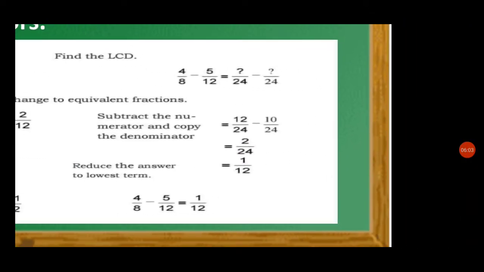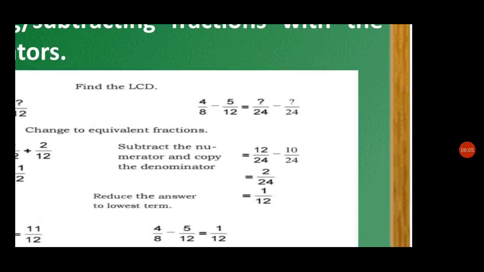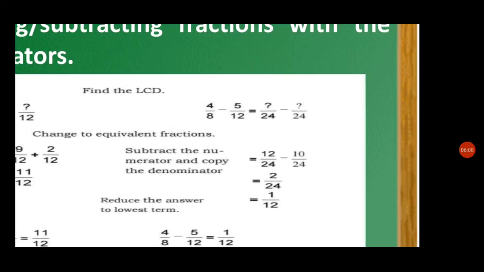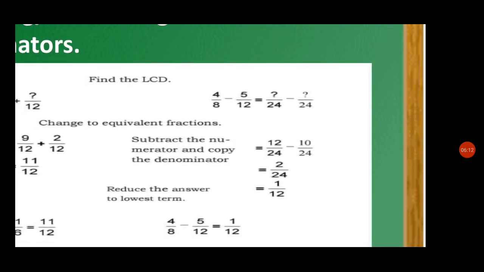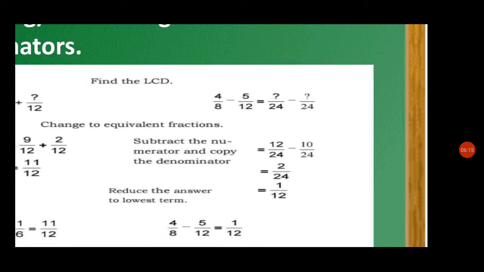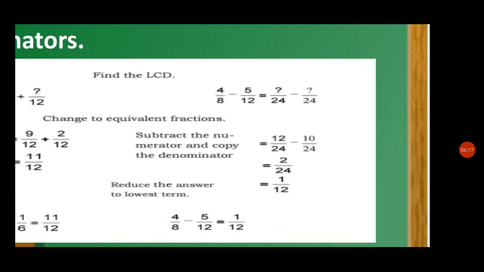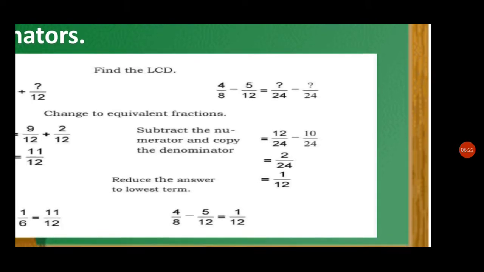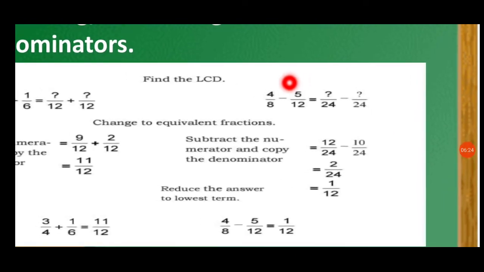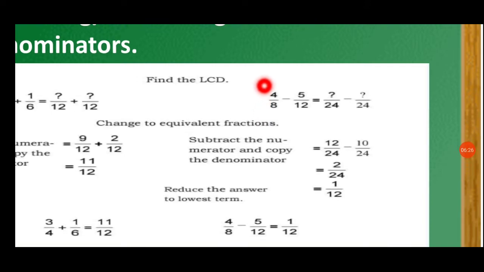The same with subtraction. So 4 over 8 minus 5 over 12 is equal to, our LCD is 24, because the multiples of 8 are 8, 16, 24. The multiples of 12 are 12, 24. Therefore, the LCM is 24. So 24 divided by 8 is 3 times 4 is equal to 12. 24 divided by 12 is equal to 2 times 5. That is 10. So 12 minus 10 is equal to 2.